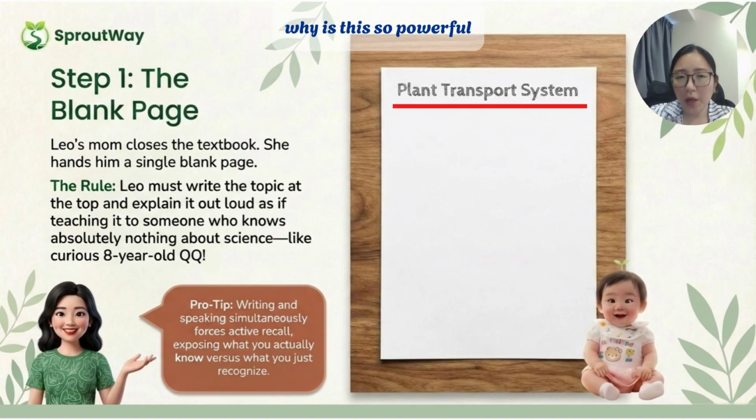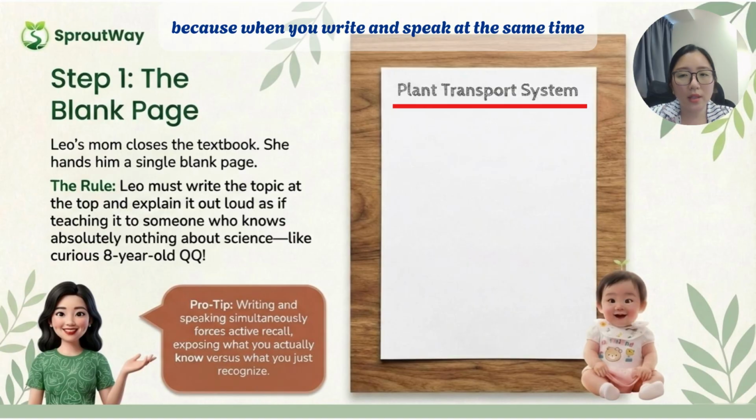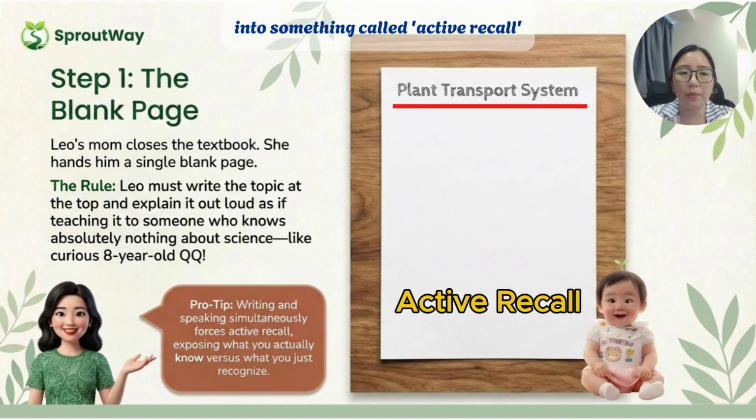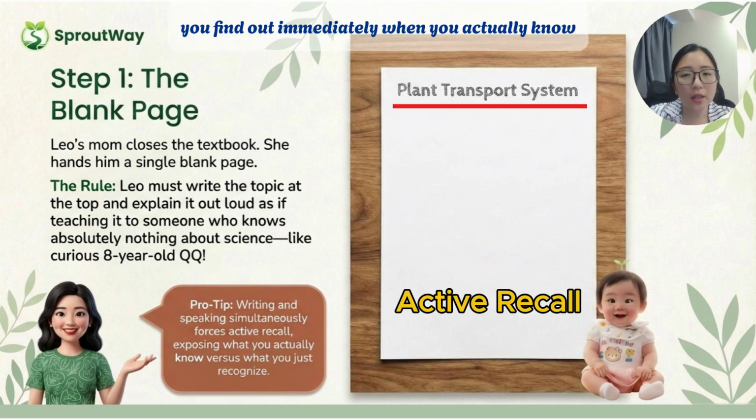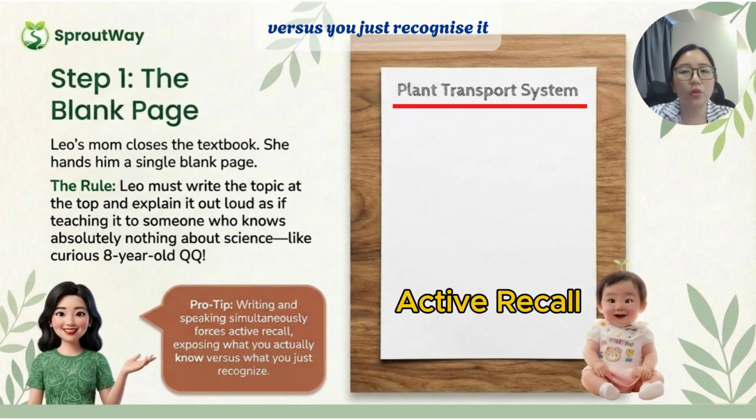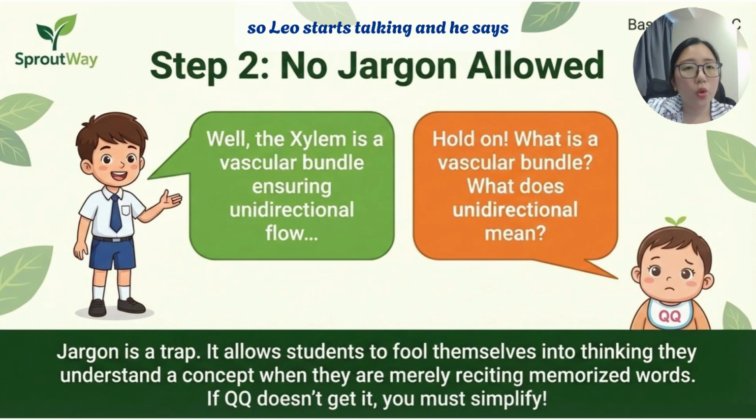Why is this so powerful? Because when you write and speak at the same time, you force your brain into something called active recall. It's like a stress test for your memory. You cannot hide. You find out immediately when you actually know versus when you just recognize it because it was sitting in the textbook. So Leo starts talking, and he says, well, the xylem is a vascular bundle ensuring unidirectional flow, blah blah blah.